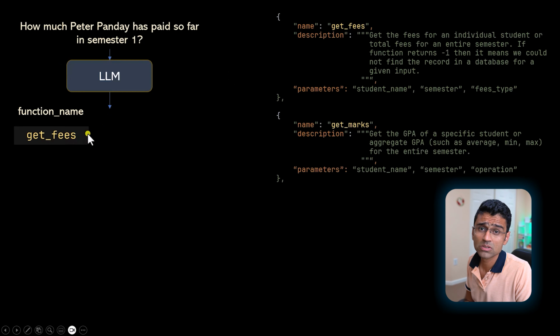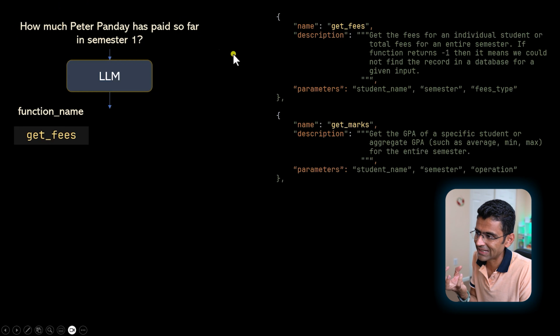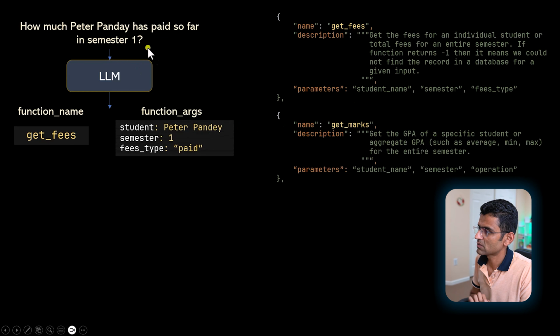Then the second thing it needs to do is extract the entities from this statement. It needs to extract the entities which can serve as an input to this function, which are student name, semester, and fees type. Now it will say Peter Pandey, semester 1, paid.